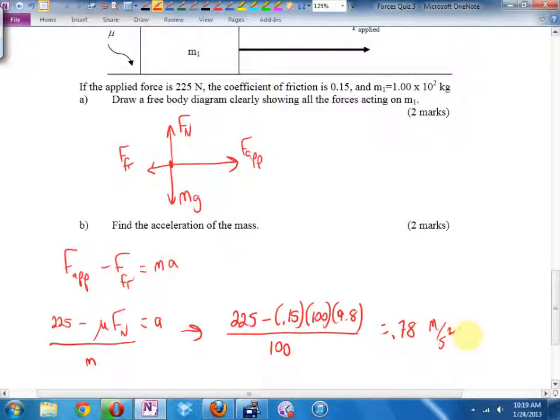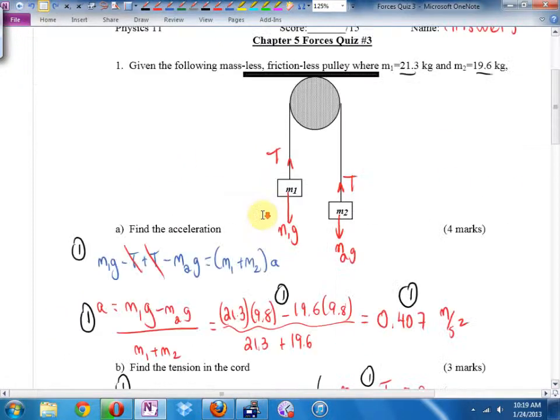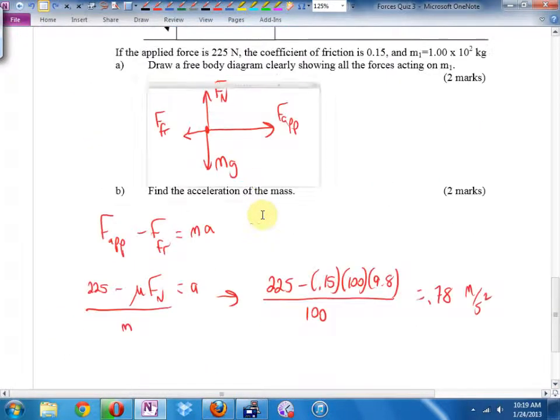So if I was being really, really fussy on my free body diagram, this should only be just a little bit longer than friction, technically, because it's barely winning. How do I know it's barely winning? That's a pretty small acceleration. But I like to exaggerate in my free body diagrams because I find that helps me really see what's going on, so I'm good with that.